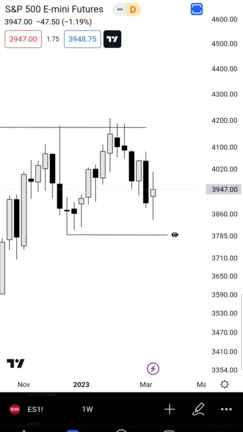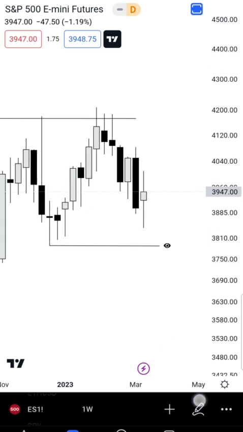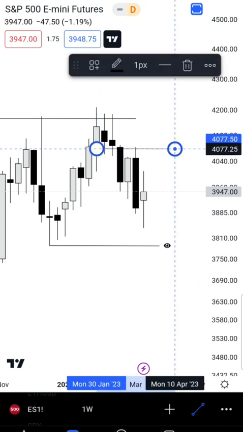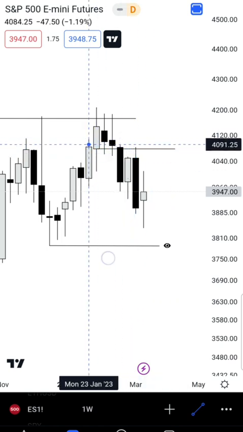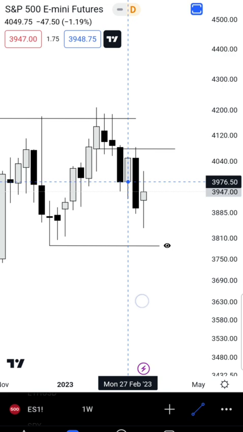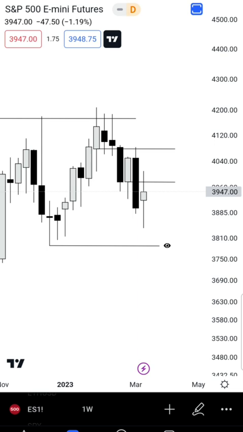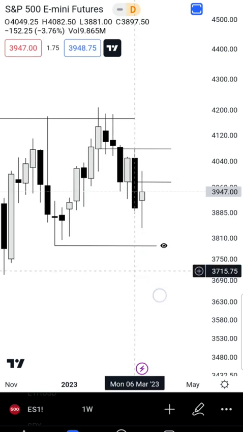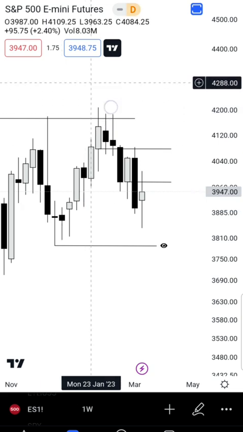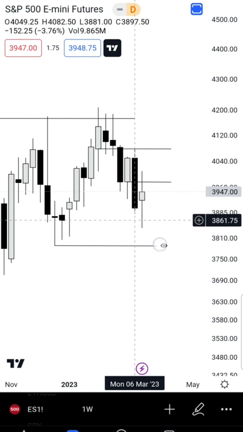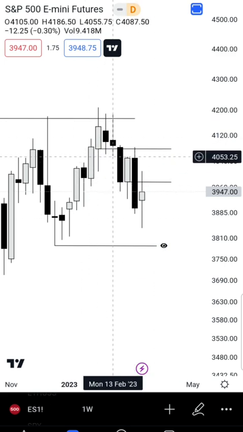So after the purge, we were given a PD array, which is this order block. As soon as this candle closed below it, we have one order block right here. All right. And then that order block gave us another order block, which is a propulsion block right here. So we have time, which is the data ranges. We have a liquidity purge. We are in a distribution cycle right now. And we have these two PD arrays to key off of.